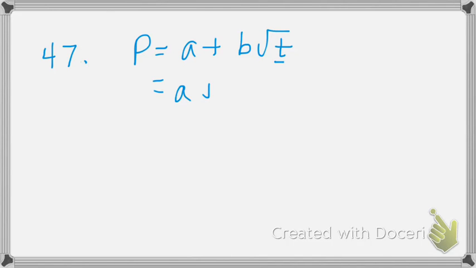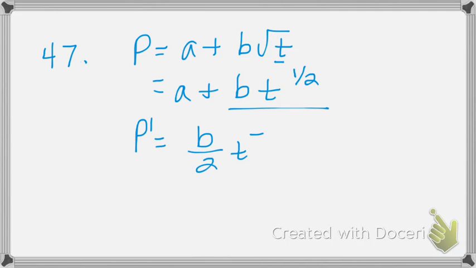And lastly, p equals a plus b square root of t. So I know that t is my variable, so I could write this as t to the 1/2. So now if I find the derivative, a is 0, because it's a number. The derivative of this part would be 1/2 times b, or b over 2, and then subtract 1 on the exponent, so t to the negative 1/2.